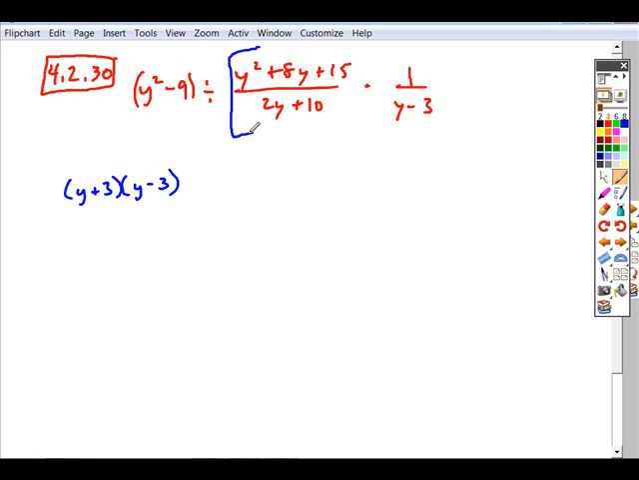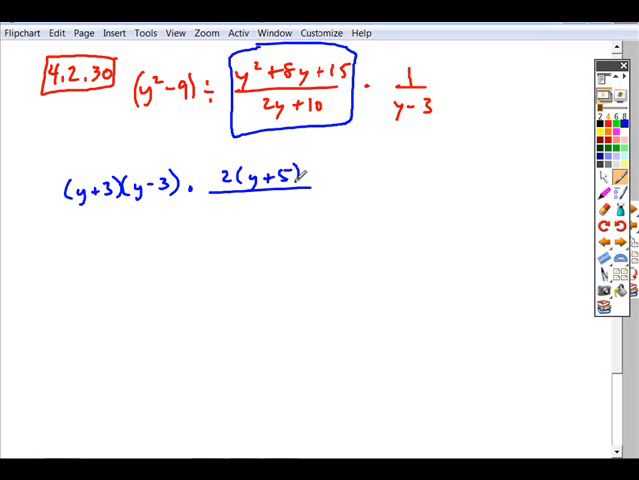Now this division is only applying to this fraction. It's not going to apply to everything that falls beyond it. So instead of dividing by this fraction, we're going to invert and multiply. So let's move the 2y plus 10 up. While we move it up, we can remove what common factor? 2, leaving a y plus 5.